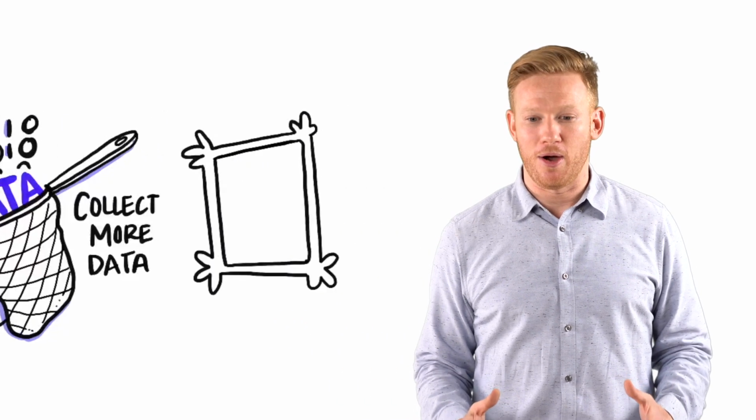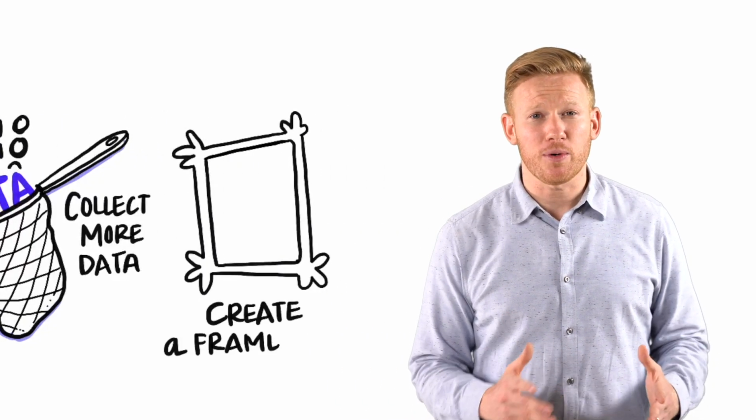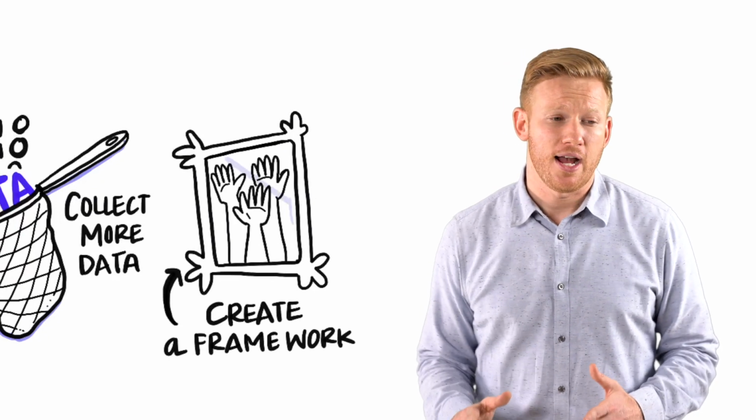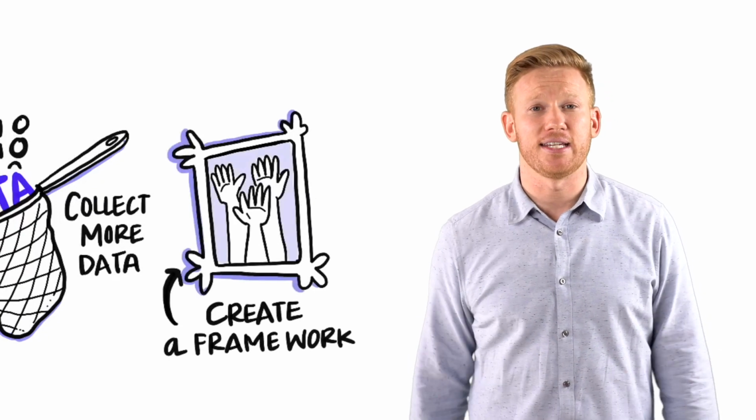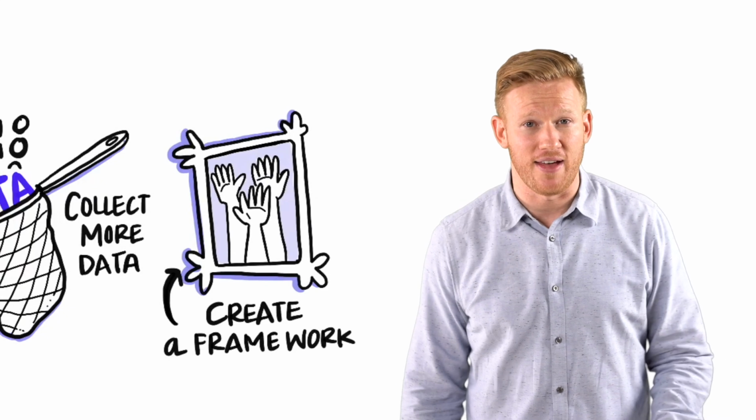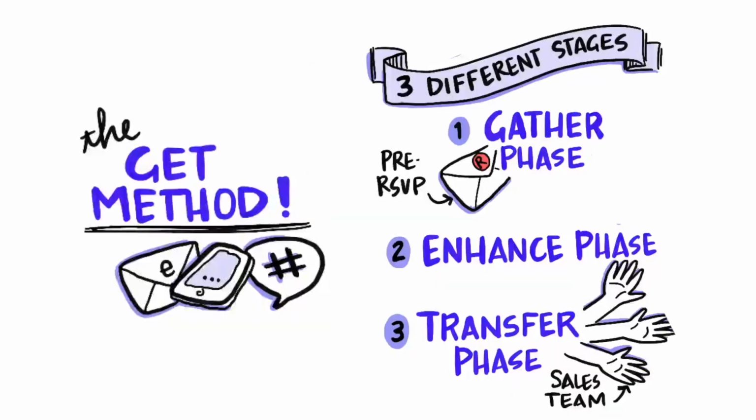So I started thinking about building a framework, and that's what we're going to do today. We're going to walk through a framework about how I think about collecting attendee information at every single stage of the event, and more importantly, how do you make sure you put it in the hands of the people who can actually use it? The way that I think about this is an easy mnemonic device that we call the GET method, both because we're getting the data, and as importantly, we're getting the data in the hands of the people who can use it.